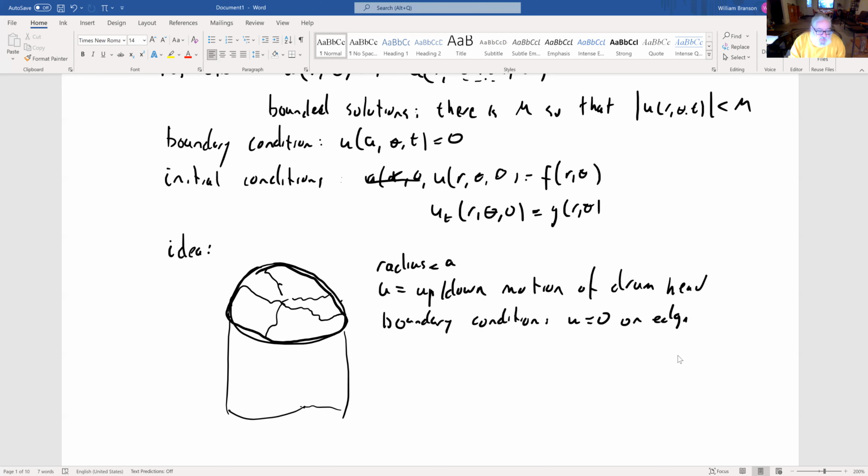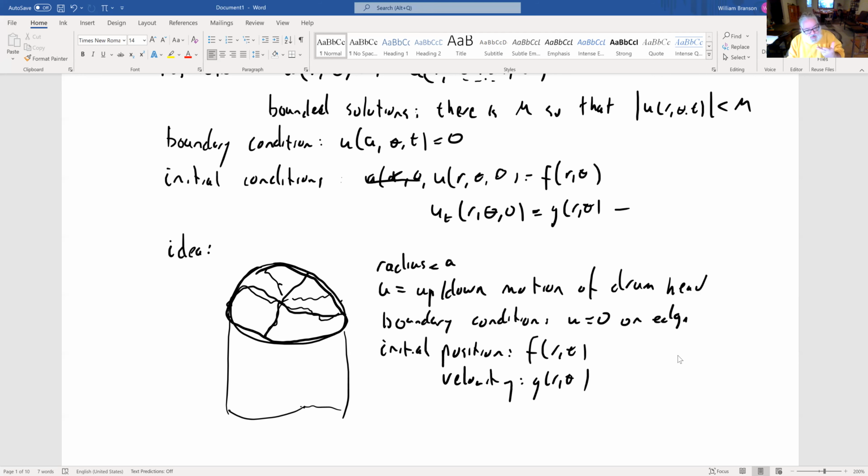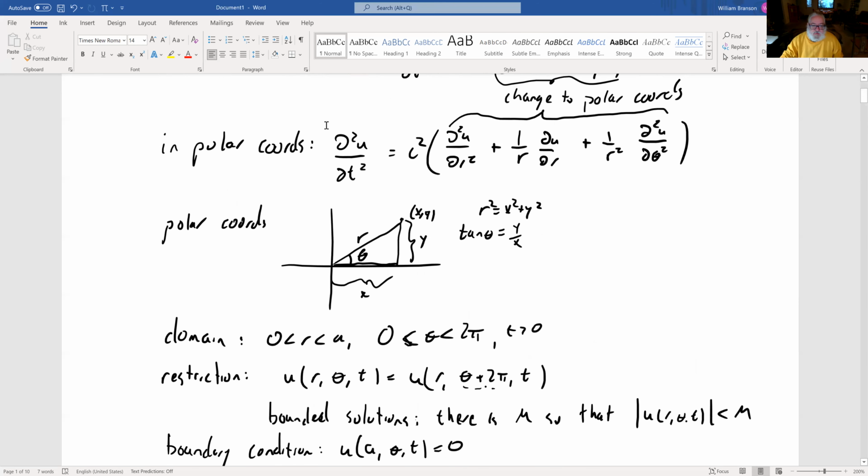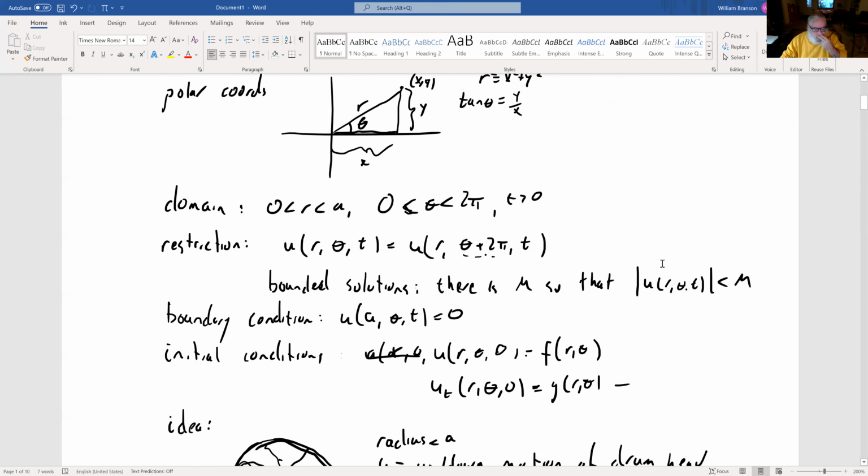And in the initial conditions, you're given some kind of initial position, which is f of r, theta, and you're given some kind of initial velocity, which is g of r, theta. Imagine that you struck the drum or hit it or something, and now it's vibrating, and you want to know what's the shape of the drum head as it vibrates. And so you have initial position, initial velocity, and then this is the differential equation that you need to solve.